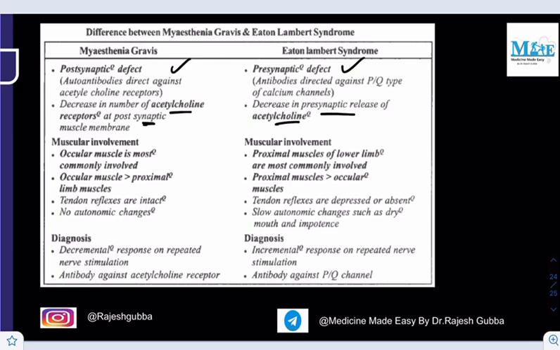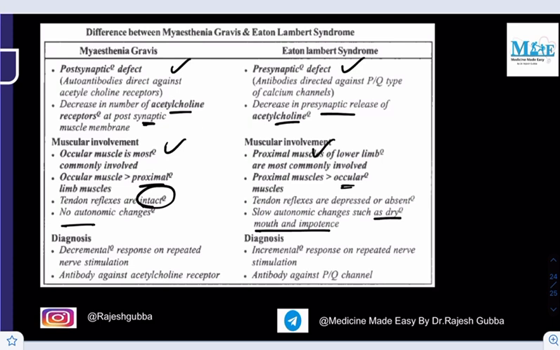If you take the muscle involvement, in myasthenia, ocular muscles are most commonly involved, followed by the proximal muscles. Whereas in Lambert-Eaton, the proximal muscles are most commonly involved, followed by the ocular muscles. The deep tendon reflexes are intact in patients with myasthenia, but in Lambert-Eaton myasthenic syndrome, remember, they are depressed or absent. And in myasthenia, you don't have any autonomic changes, but in Lambert-Eaton myasthenic syndrome, you have autonomic changes in the form of dry mouth as well as impotency.